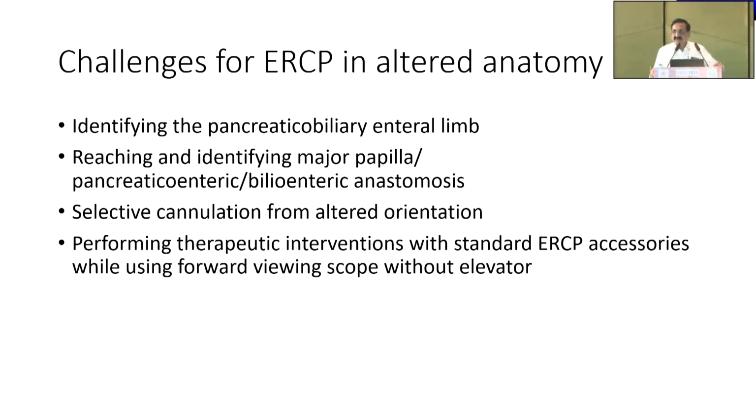What are the challenges which we face in altered anatomy? First is when we enter from the stomach into the small bowel, we need to understand where the afferent limb is. Then reaching and identifying the major papilla because of the different length of the loop we have. Selective cannulation from the altered orientation. We are actually in the reverse direction, so you will have difficulty in cannulating. And performing therapeutic interventions with standard accessories can be difficult.